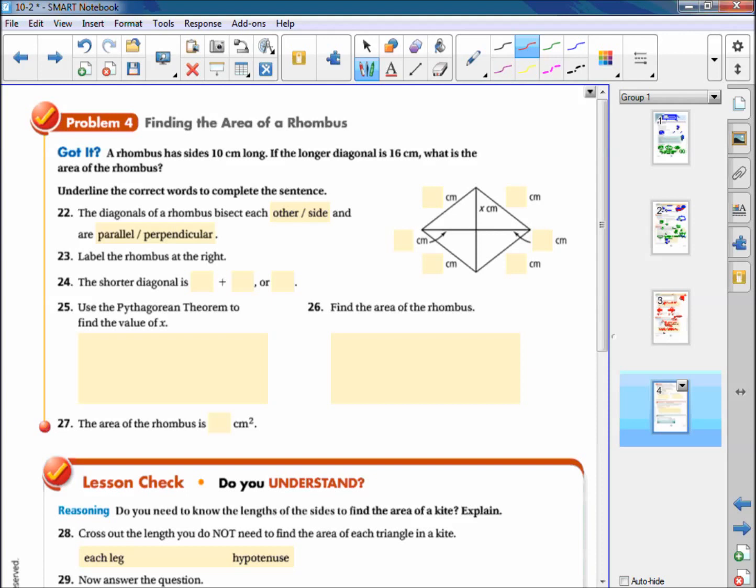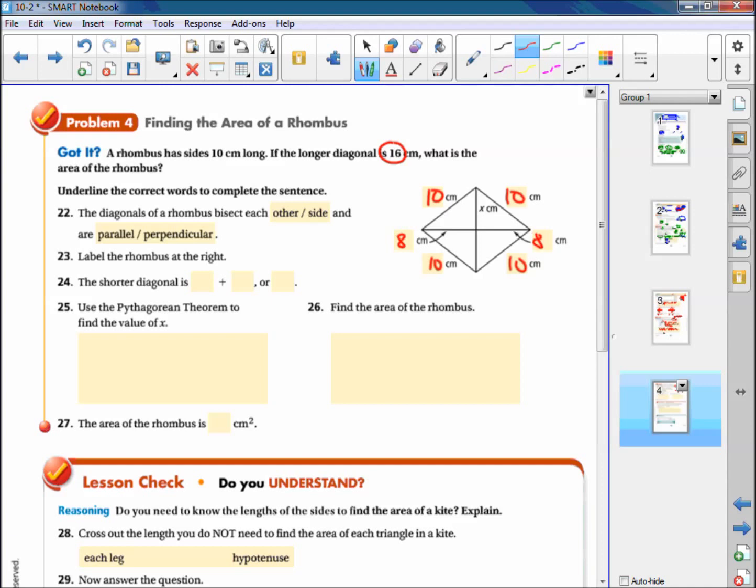All right, so finding the area of a rhombus. So a rhombus has side lengths that are all 10. If the longer diagonal is 16, what is the area of the rhombus? All right, so let's put in what we know. We know that all the sides are 10, so we can put 10 in all these spots. And we know that the longer diagonal is, where is it? 16. So that means this should be 8 and this should be 8.